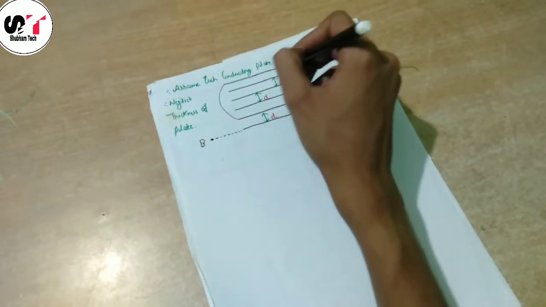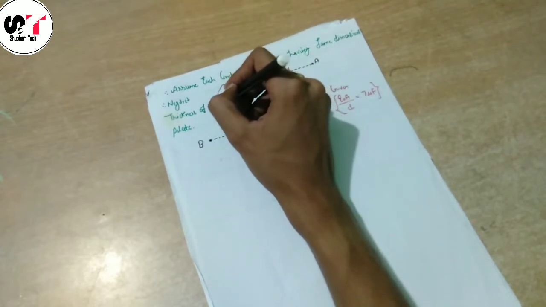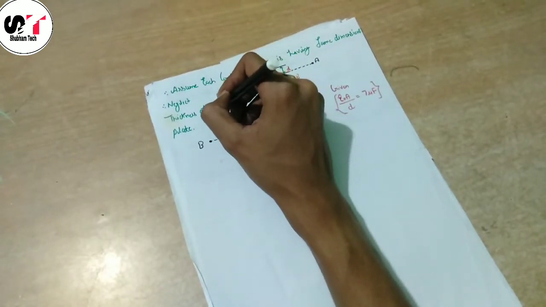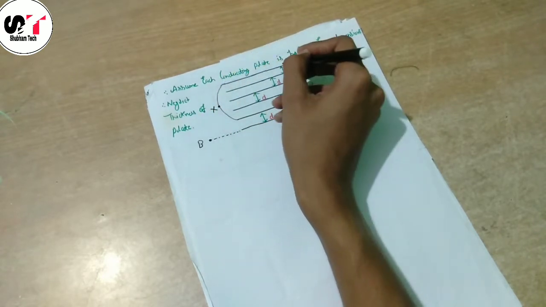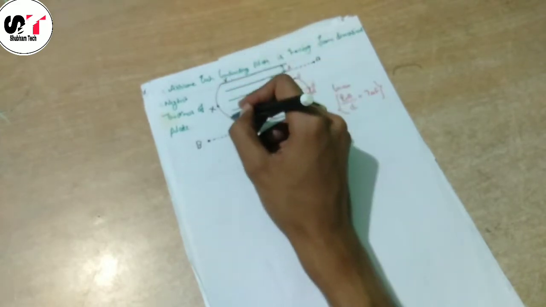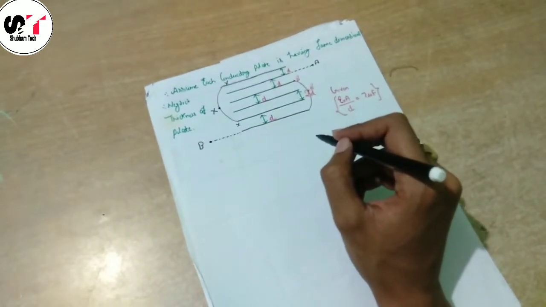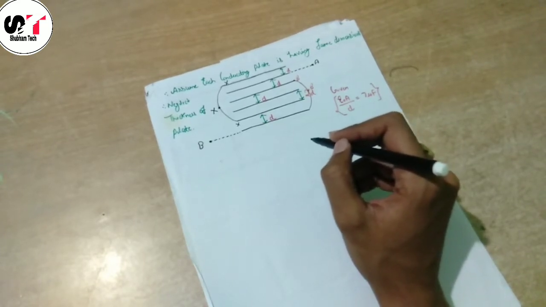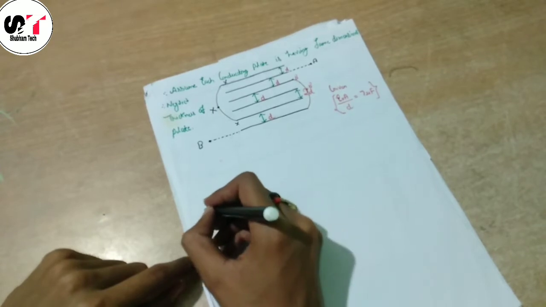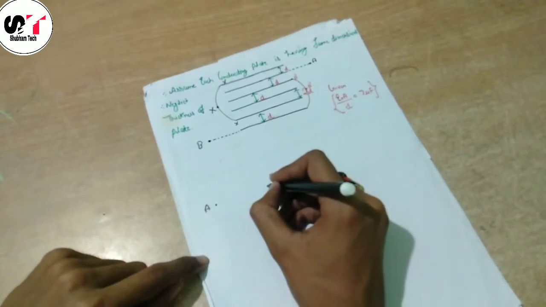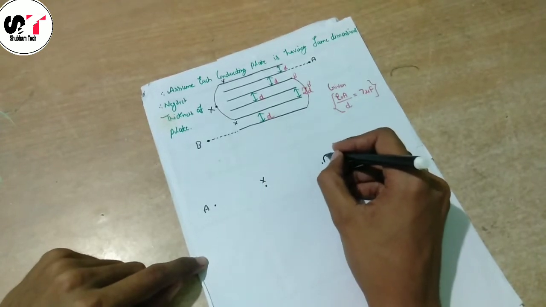This point is A, and this point is, let's say, X. Now this is totally X point. Okay, let's draw its equivalent circuit diagram. This is point A, this is point X, this is B.